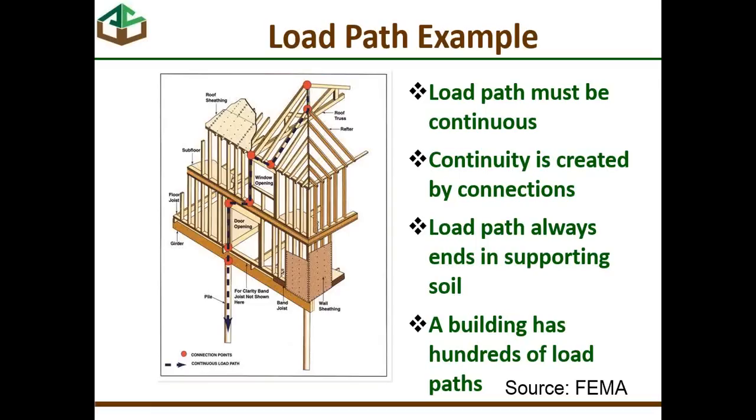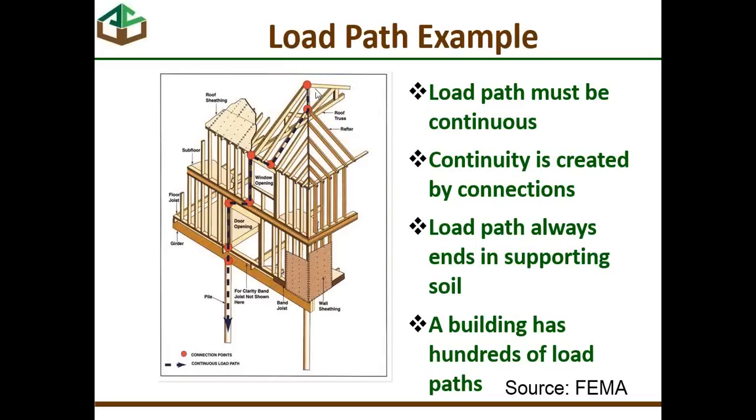But the graphic here illustrates at every red dot there's a connection, so there has to be somehow a physical connection made between two elements in order to tie it together. A connection can be nails, it can be screws, it can be a mechanical connector, it could be glue, but somehow these pieces of the building need to be connected to each other, and the red dots in this graphic just illustrate those places, at least in this one load path, where those connections would need to be made.